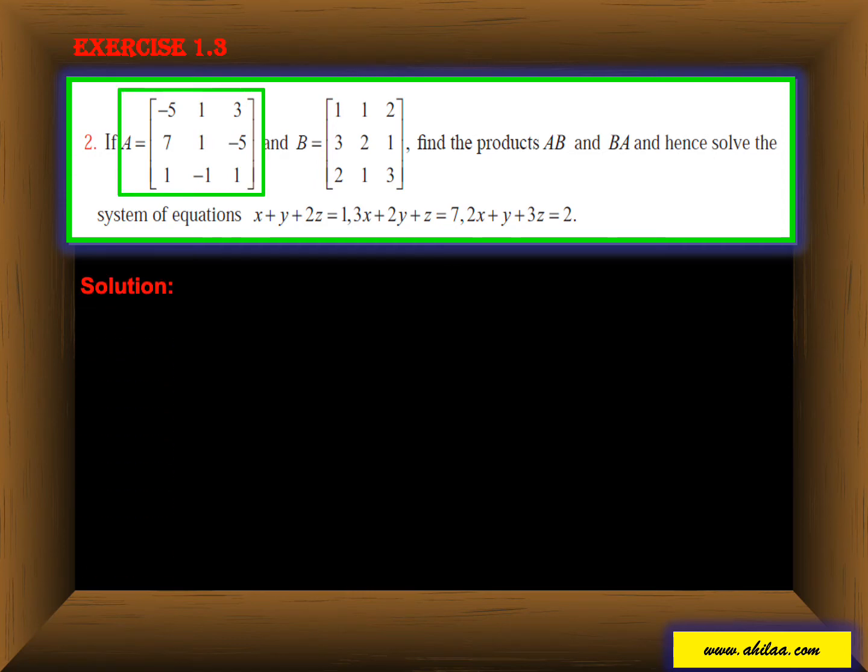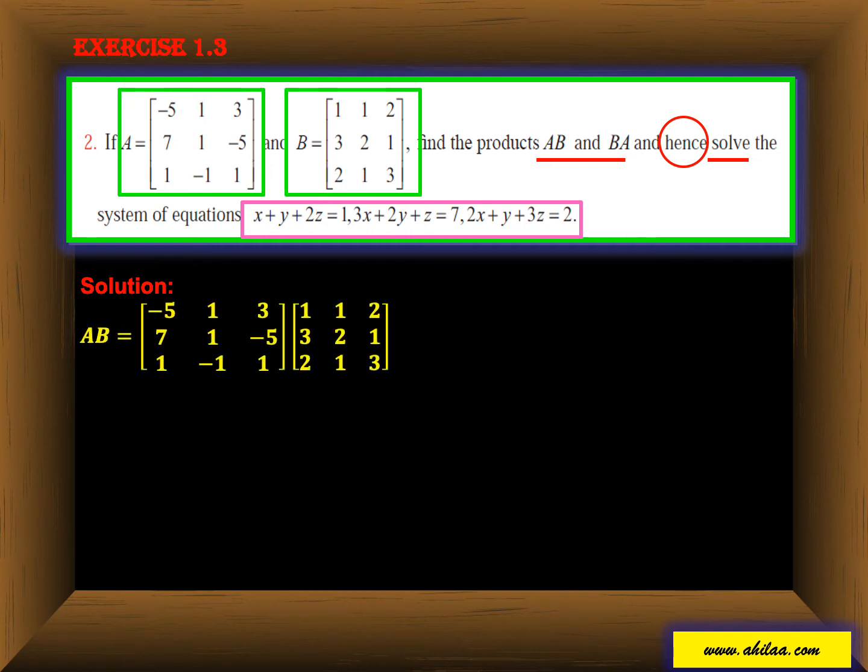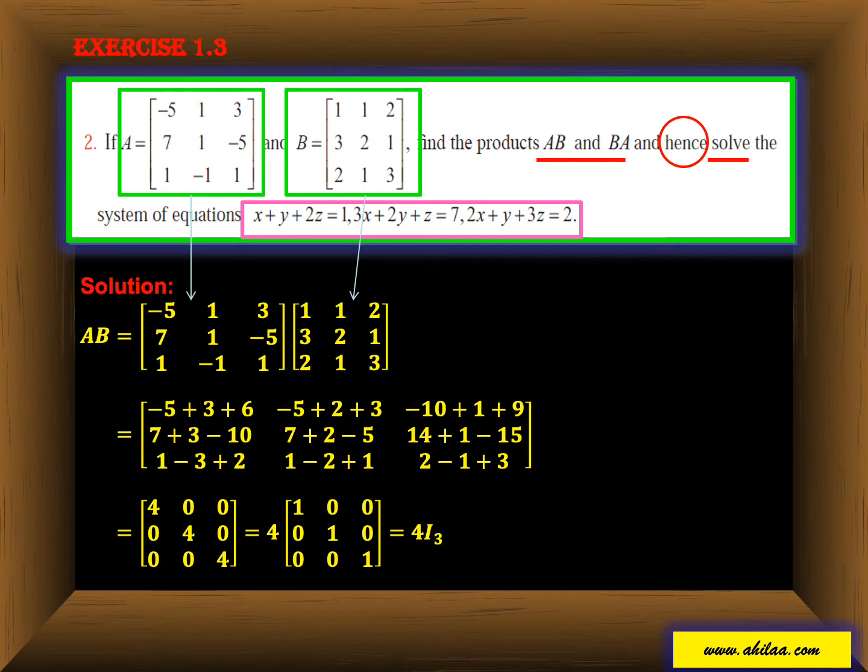So here two 3 by 3 matrices are given and they are named as A and B. We need to get the product matrices AB and BA and hence we need to solve the system of equations given. 3 equations are given with the 3 variables. And hence we need to use the first result to attain the second one. So let us find AB first. Use the A matrix given and B matrix given. By usual matrix multiplication, we find the AB value.